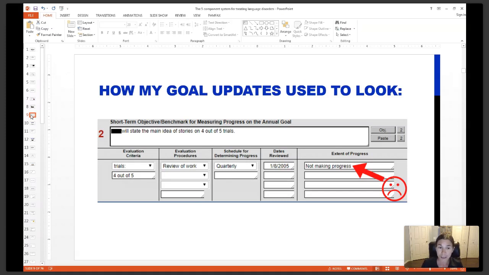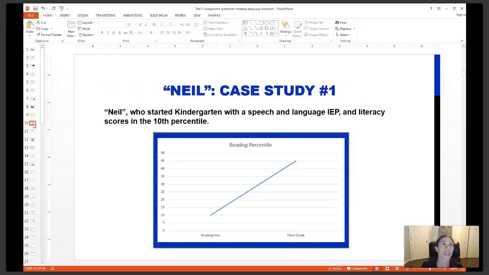And I found that when I changed my approach and learned to do what I'm going to share with you tonight, I went from doing goal updates like this to what I'm going to share with you in this quick case study. I wanted to share this one as an example. I've had other cases like this, but I think this one really highlights the aha moment I had.